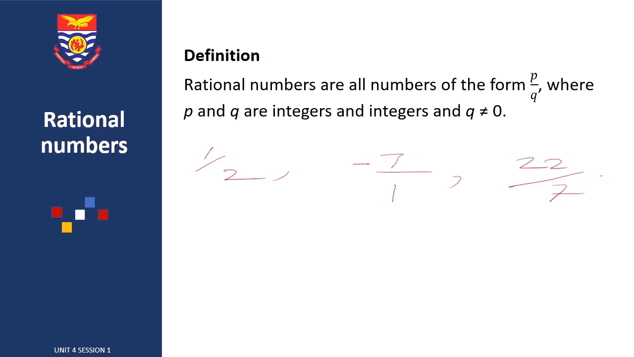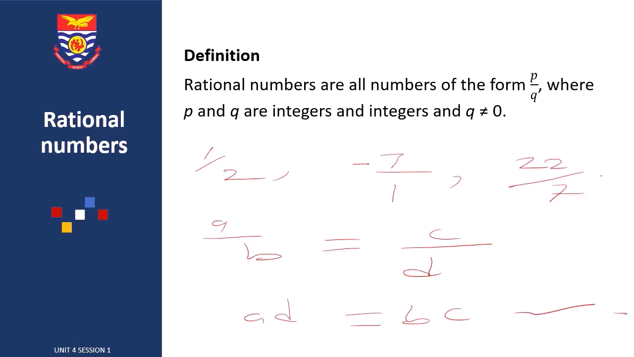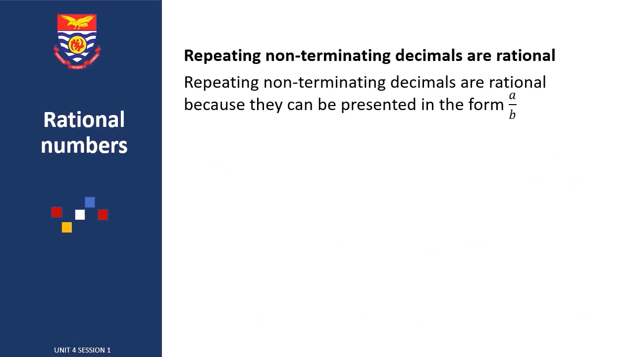So if I have two rational numbers, a on b equals c on d, then I can say that ad equals bc. And I think you completely agree with me on that. Repeating non-terminating decimals are also rational numbers. So when we have a non-terminating decimal, we can say that this is also a rational number. Let's look at illustrations.